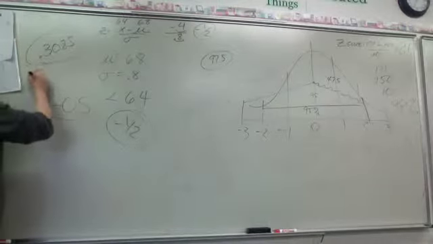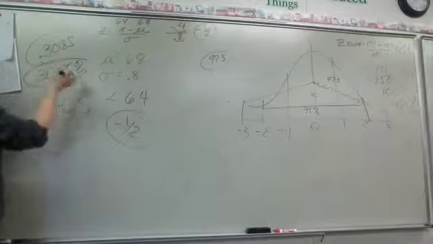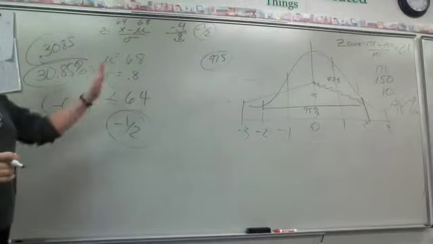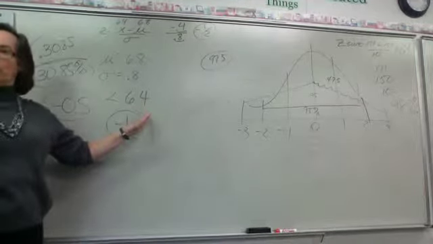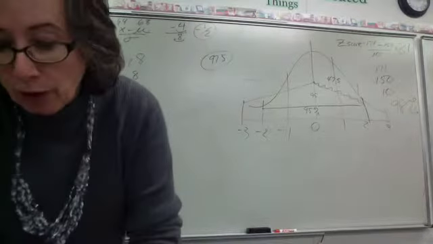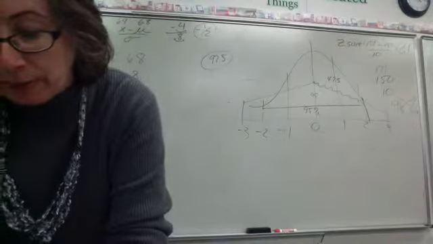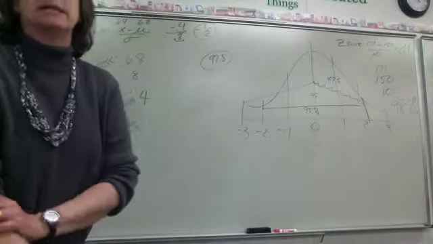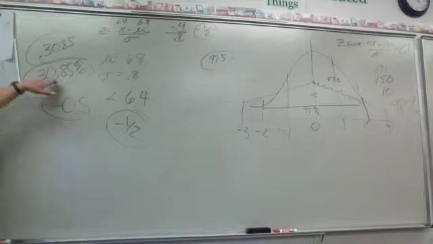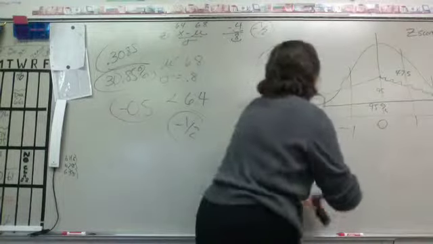So what do we have? 30.85% of all the babies lie below the 6.4 pound mark. Okay? So, what are they asking? It says thus about 30.85% of the babies weighed less than 6.4. Okay? So you find that on your chart. Okay? Now let's look at number 2.